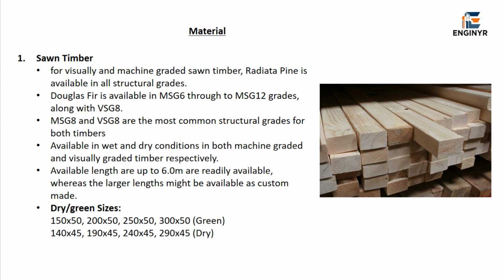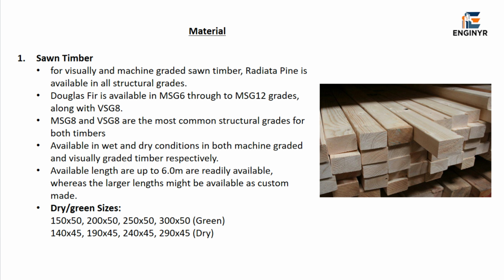For visually and machine-graded sawn timber, radiata pine is available in all structural grades, while Douglas fir ranges from MSG 6 through to MSG 12, along with VSG 8. Among these, MSG 8 and VSG 8 are the most commonly used structural grades for both species. Sawn timber is supplied in both wet and dry conditions, typically green for machine-graded and dry for visually graded timber. Standard lengths up to 6 meters are readily available, with anything longer usually needing a custom order.